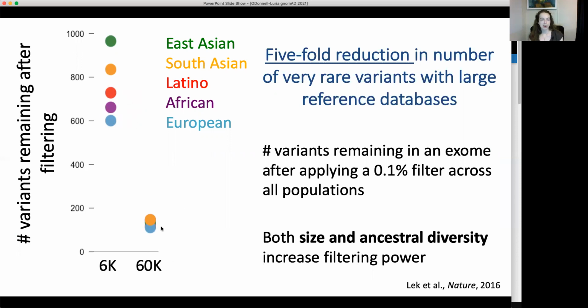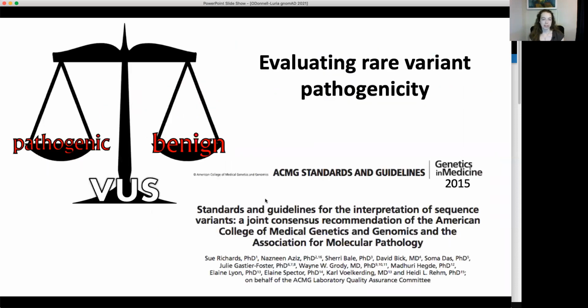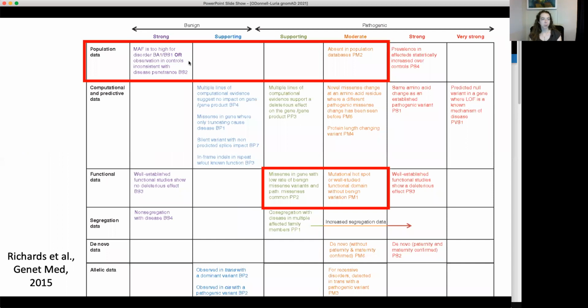When we moved to ExAC with 60,000 individuals and improved ancestral diversity, at least some representation of each of these groups, we were left with only about 150 very rare variants per individual. And these databases have become essential in the standards and guidelines for interpretation of sequence variants from the American College of Medical Genetics, which I think you'll be hearing a lot more about throughout this workshop.